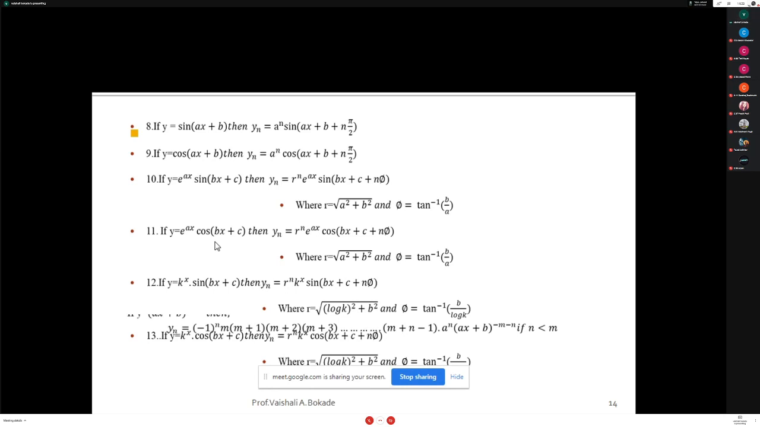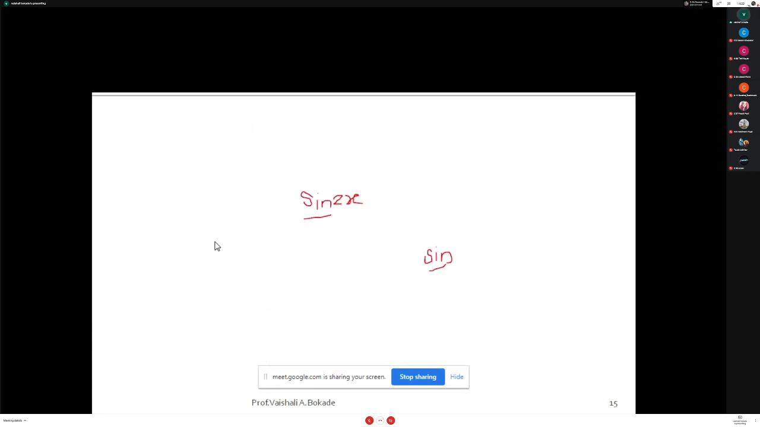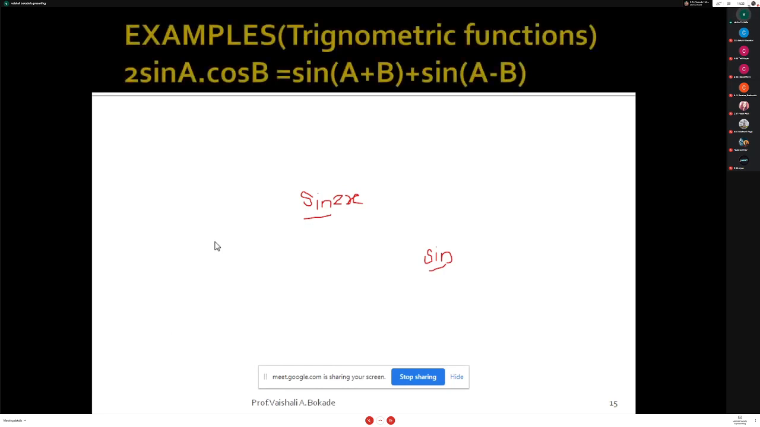Sorry students. Now these are the formulae I have to apply. When I'm applying these formulae, I have to recall them, and whenever I'm having a function in trigonometric form, at that time I have to use these formulas. So how will I use that? Let's go for one of the examples here.